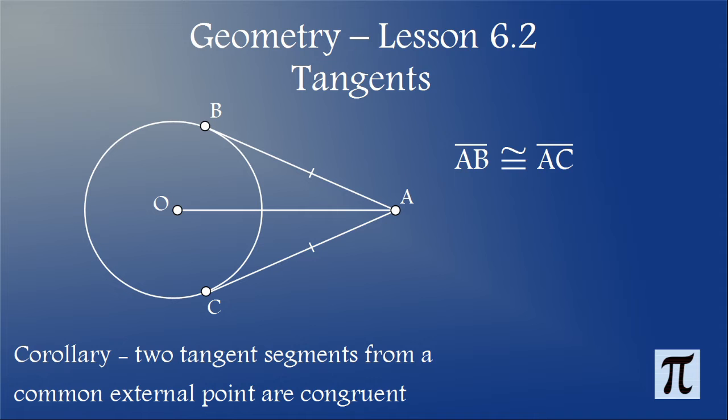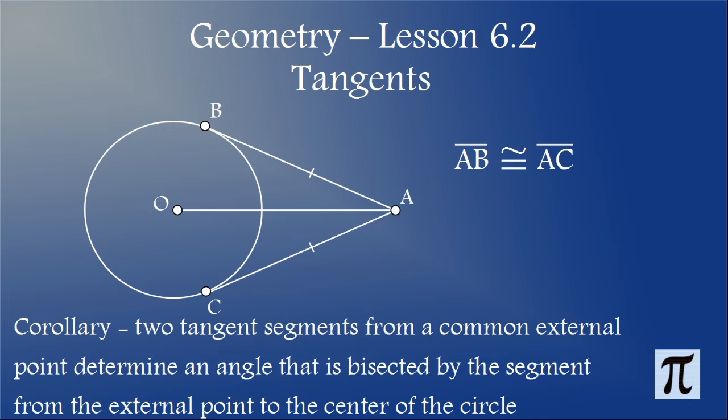Next, let's connect the center of the circle out to point A, creating segment OA. This leads to another corollary. Two tangent segments from a common external point determine an angle that is bisected by the segment from the external point to the center of the circle. So in other words, angle OAB is congruent to angle OAC.